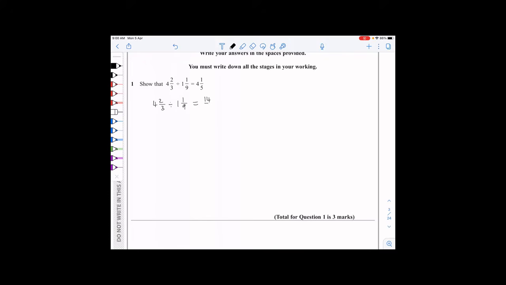So it's gonna be 14/3 divided by 10/9. Then we're just gonna go from division into multiplication by flipping the second fraction, 9/10. We've got some simplifications, the 3 with the 9 and the 14 with the 10. We get 21/5, which is of course 4 and the 5th as required.